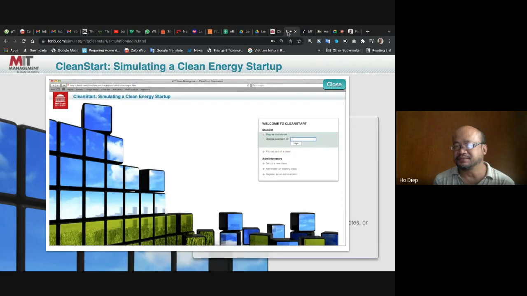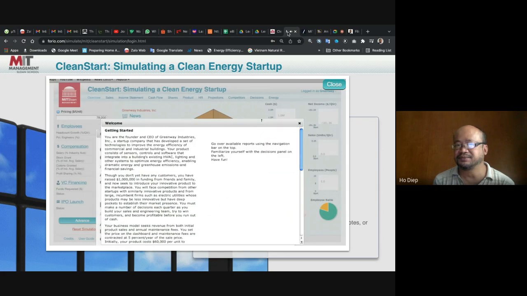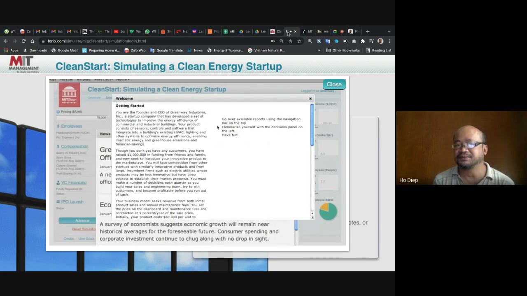When you do, you'll need a screen ID. This will become the name of your company. So why don't we call it Greenway? So let's log in. You could, of course, use your name, any name you like for your company. And you'll get this welcome page. You can read this on your own. It gives you the general setup.